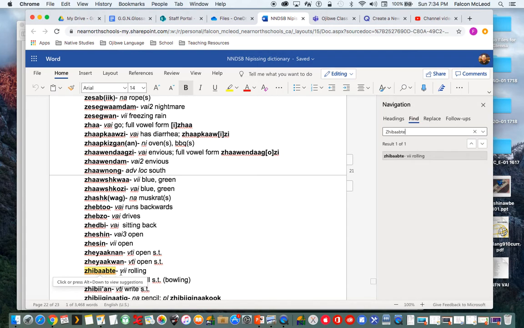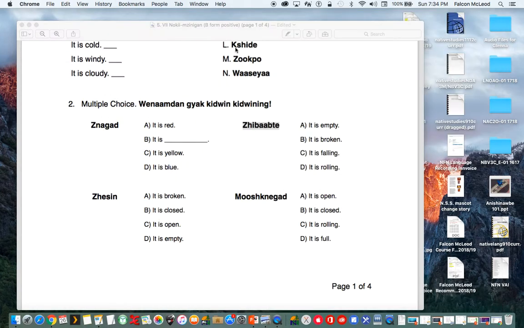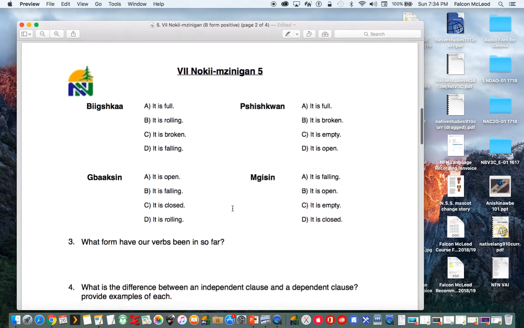So jabopte means rolling. So it is rolling. A, it is empty. Nope. B, it is broken. Nope. C, it is falling. Nope. D, it is rolling. That's our answer right there. All right, so you know to go through the rest of these. You should be familiar with all of them.